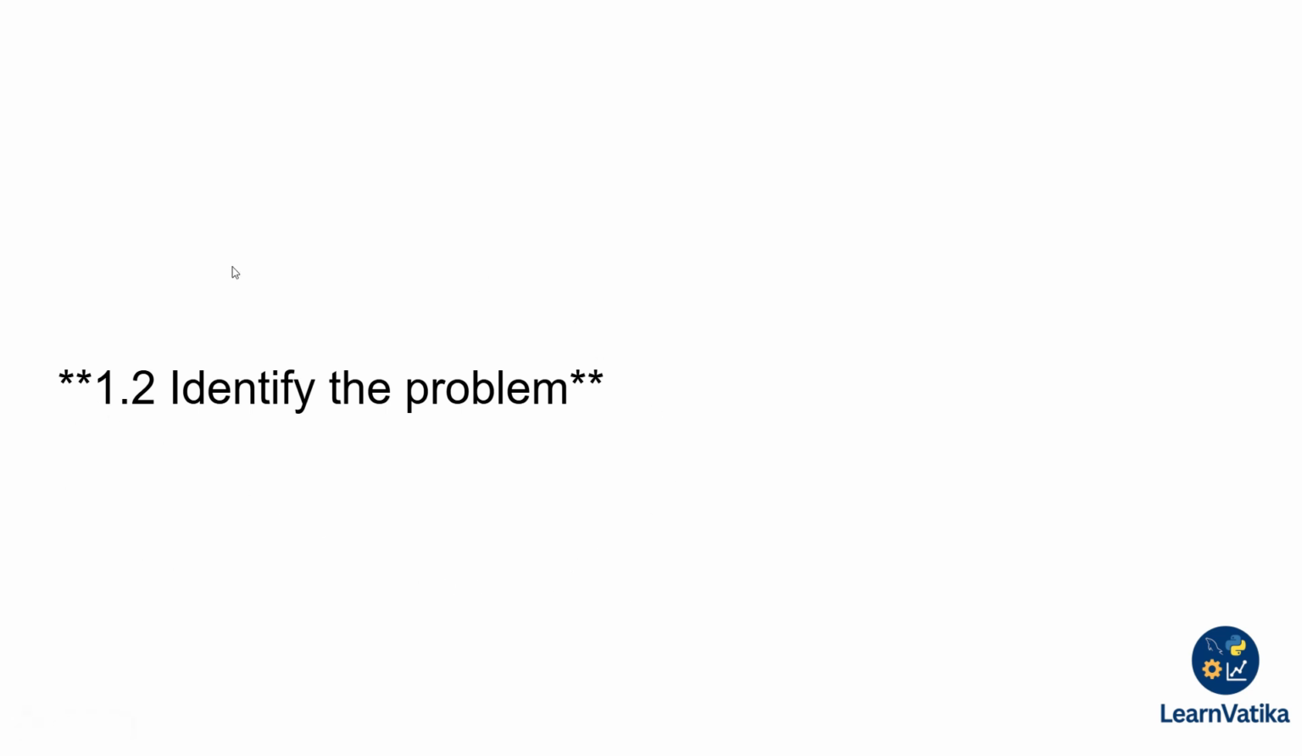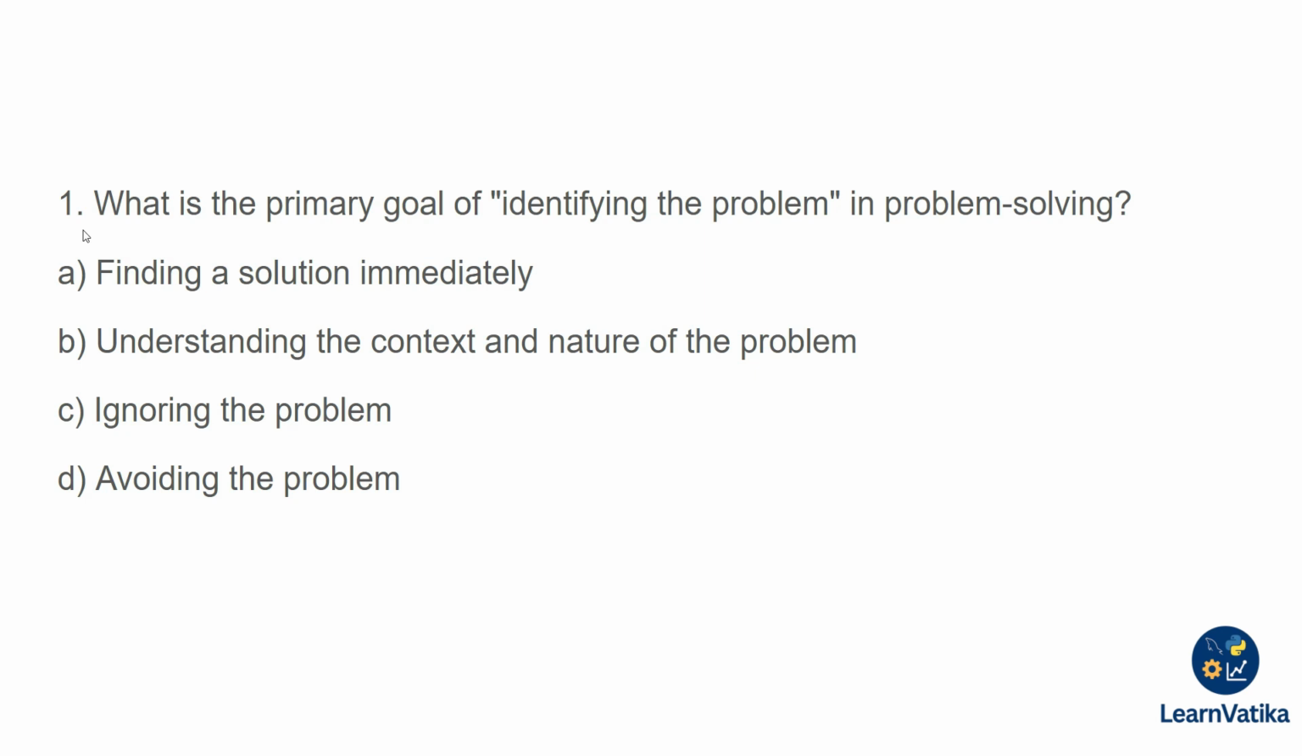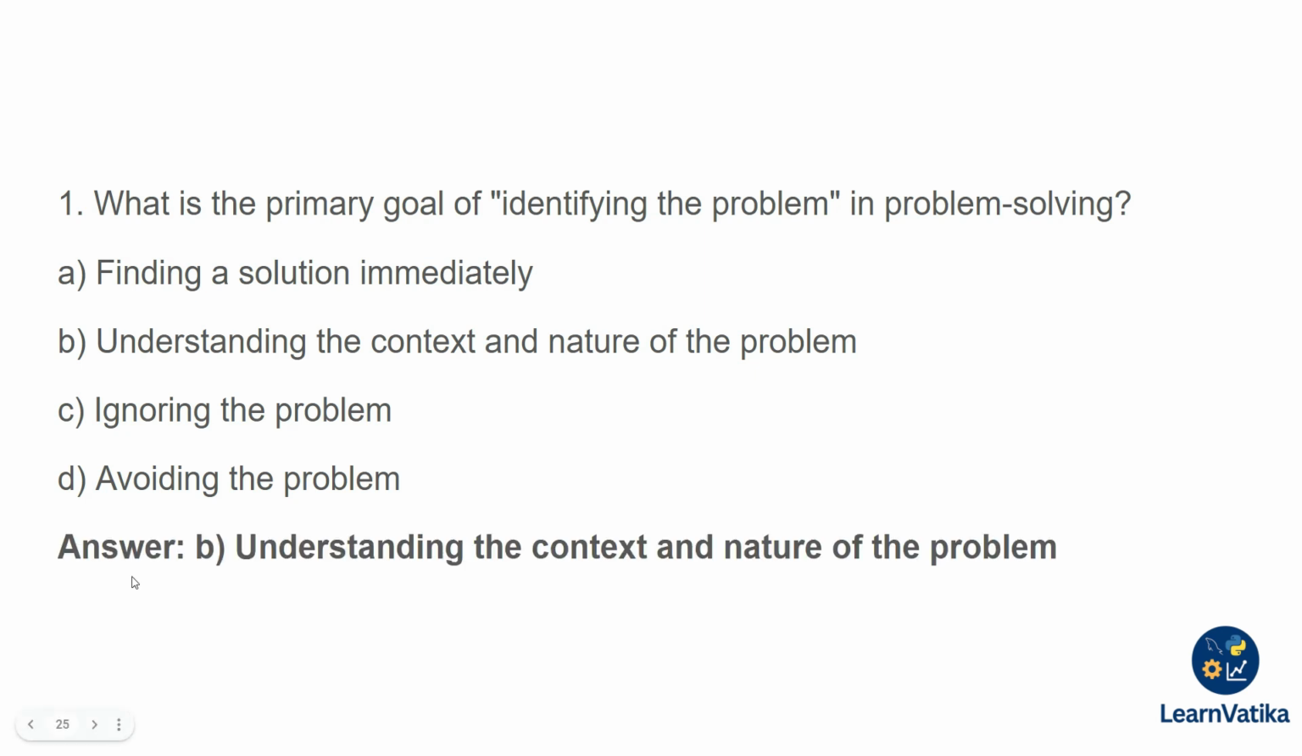Let's move to the next unit, that is identify the problem. The first question is what is the primary goal of identifying the problem in problem solving? Option A, finding the solution immediately. Option B, understanding the context and nature of the problem. Option C, ignoring the problem. Option D, avoiding the problem. Answer option B, understanding the context and nature of the problem.